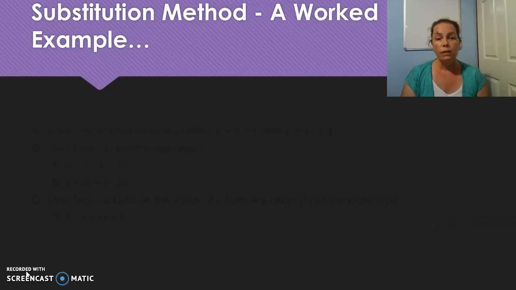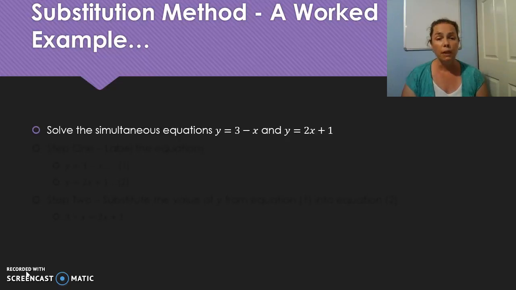So here's a worked example, and it's just a simple example. I'll do a couple of more complex ones and post those in a video just on the substitution method. So here's our simultaneous equations. y equals 3 minus x and y equals 2x plus 1. So we want to know what values of x and y will be true for both of these statements.